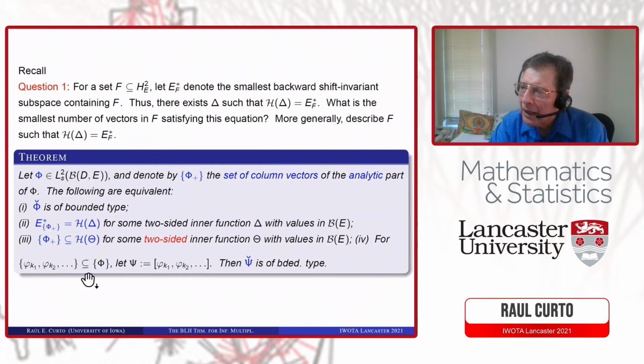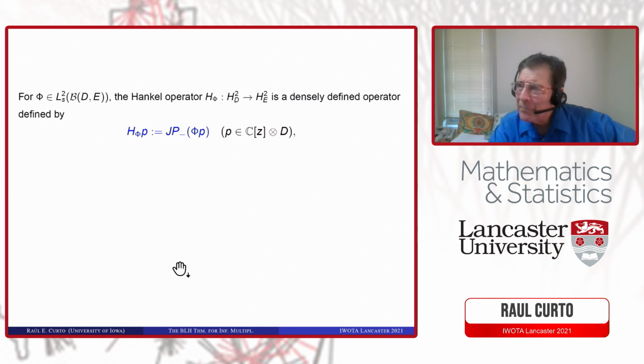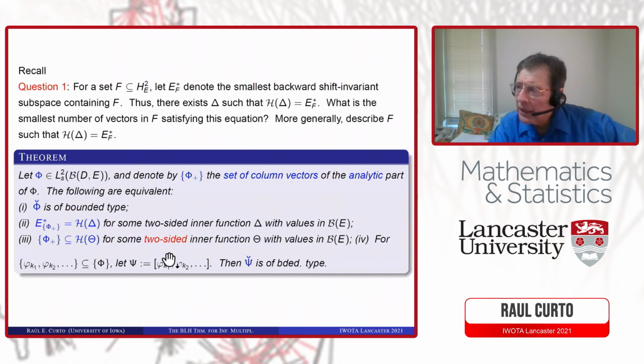For phi k 1, phi k 2, we let c equal to the matrix phi k 1, phi k 2, and then theta is a bounded type, okay? So this was condition 4, okay? All of those conditions were equivalent. The goal is to try to prove something about bounded type, because phi brev is a bounded type if and only if phi is a bounded type, but at the same time, that condition characterizes the E phi plus stars, okay?